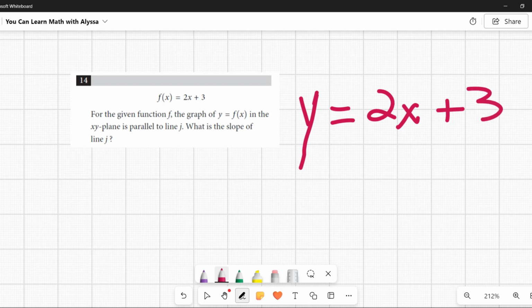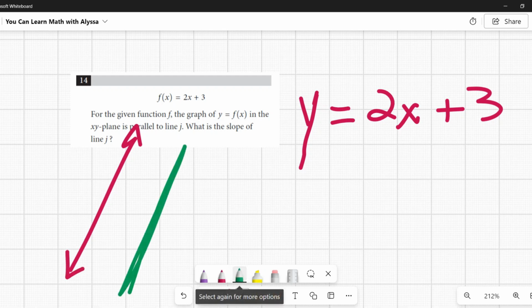And I love how their verbiage, for the graph of function f, the graph of y equals f of x in the xy plane is parallel to line j. We've got a line, y equals 2x plus 3, somewhere out there. There's my y equals 2x plus 3. She's probably going to be more like that. Somewhere out there, there's another line that is parallel to it. What is its slope? Two things that you need to know to answer this correctly.